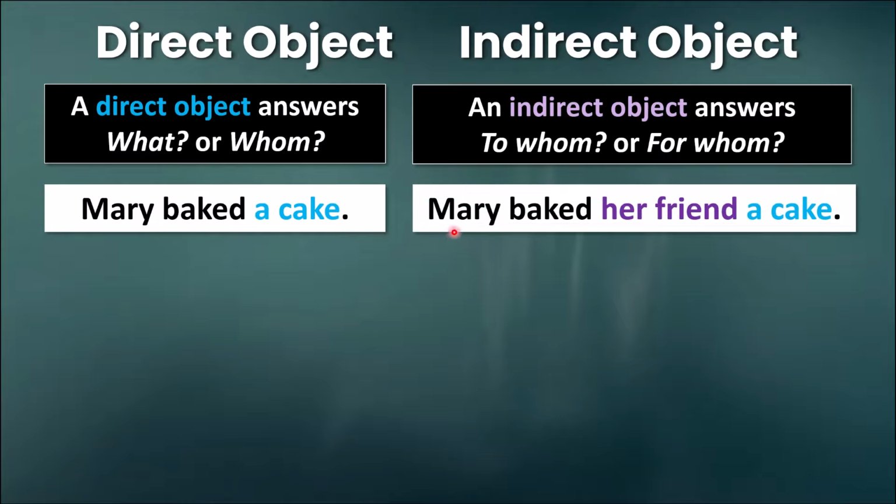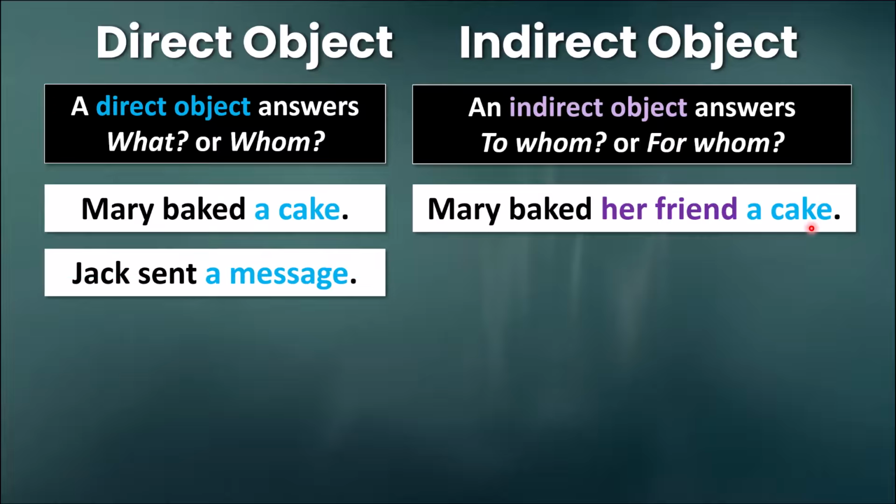However, look at this sentence. Mary baked her friend a cake. So her friend answers to whom or for whom. For whom did Mary bake a cake? She baked a cake for her friend. So her friend is an indirect object, and a cake still remains a direct object.